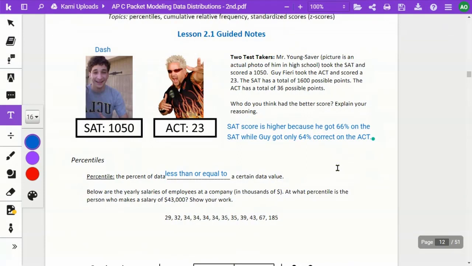They used to just say "less than." But how do you get 100th percentile if you're the top person? Some of us are 100th percentile, right? Anyways, whatever. So here we are, the yearly salaries of employees at a company.